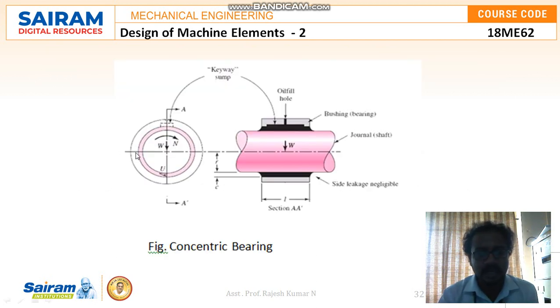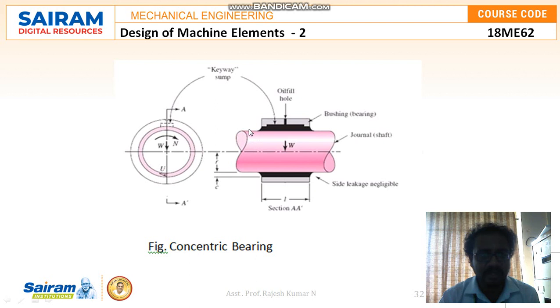You can see this is a concentric bearing. In both the views, we can see the section view, where exactly this bearing is kept, and along with that there is an oil fill hole over the bushing, or we can call it the bearing, and this is the journal. Since a load is attached to this bearing, the shaft is called the journal. We also have a side leakage, which is negligible, and the length of the bearing is assumed as L.